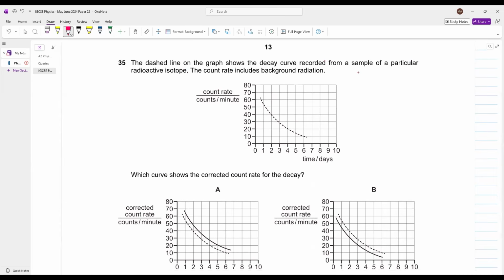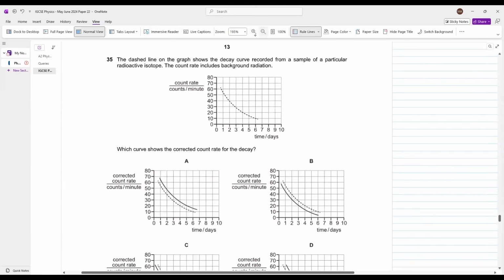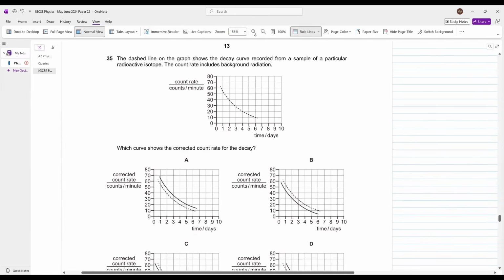Okay, let's see this. The dash line on the graph shows decay curve recorded from a sample of a particular radioactive isotope. The count rate includes background radiation.